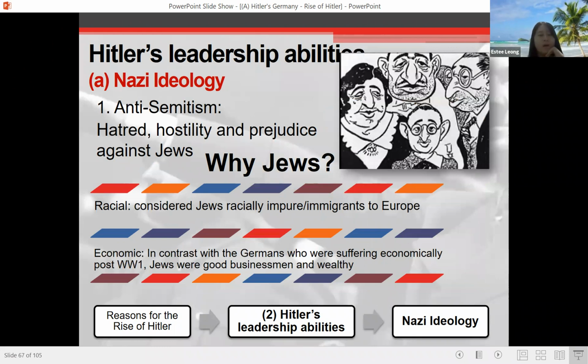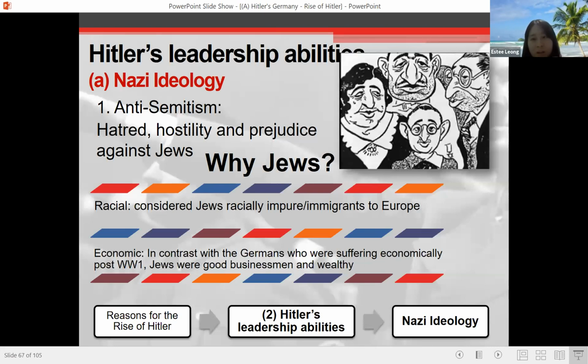Because the Jews are an ethnic and religious group as well, they were considered as immigrants to Europe. They were considered alien and therefore hostile and foreign to Europe. The thing about the Jewish community at that point in time was that, in contrast with Germans who were suffering economically, the Jews were usually quite good businessmen and very, very wealthy. So they became a very popular target, right? It became a very easy scapegoat, an enemy group for the people to target.